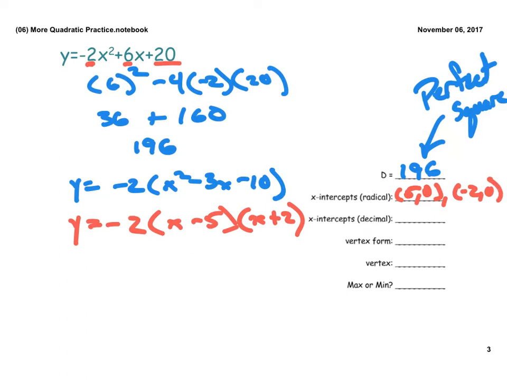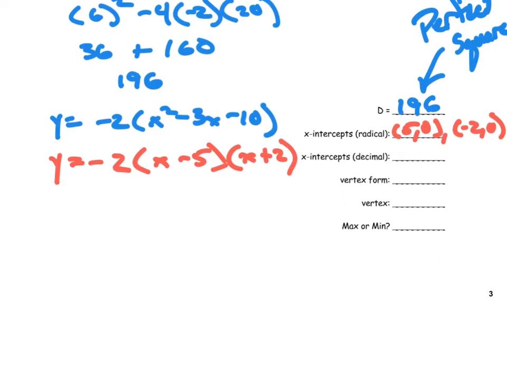Okay. Asks us for vertex form. We could do, there's a couple of different methods here. We could use that completing the square process in order to get vertex form. The other thing we could do is we could find the middle of the x-intercepts and work that way. So we know that our x-intercepts are 5 and negative 2. To find our line of symmetry, it's going to be halfway between those.